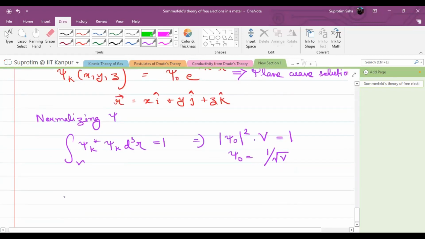So what you have is psi k is 1 over root V times e raised to i k dot r vector. Simple.